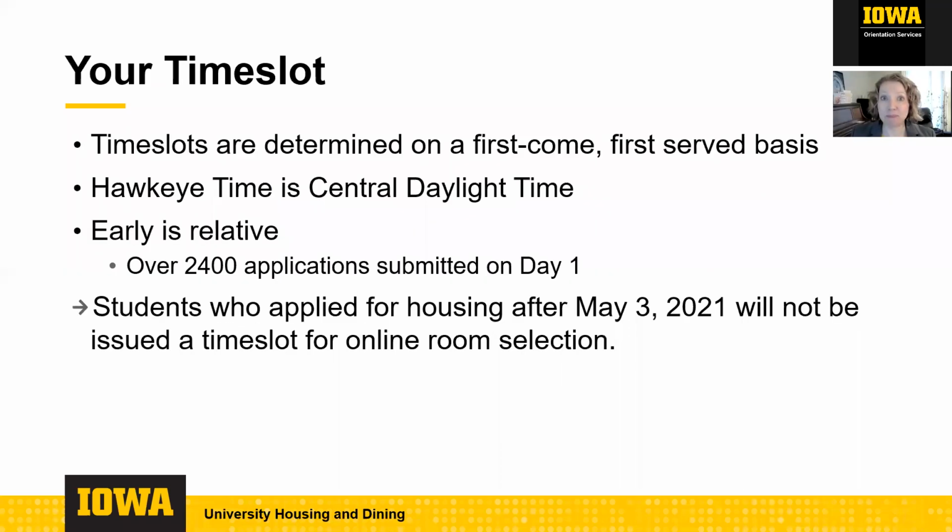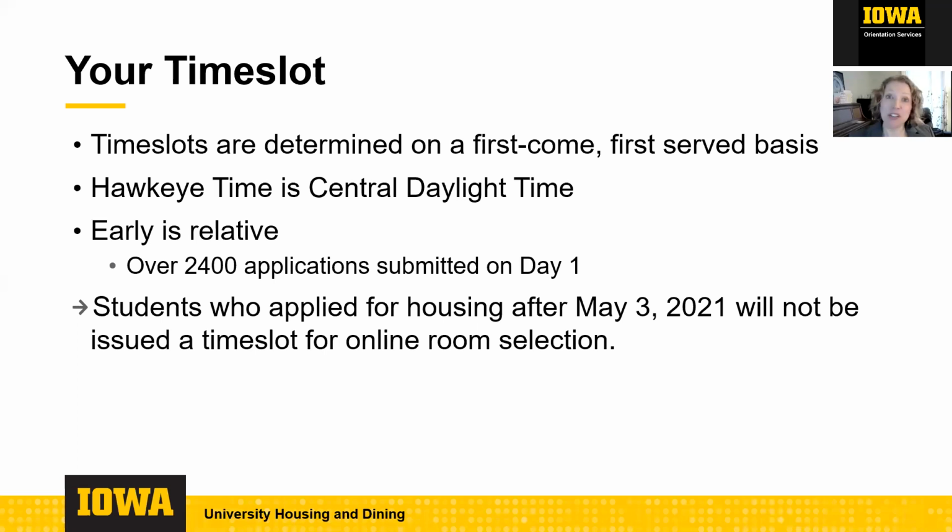So let's jump in. Your time slot was emailed to you earlier this week if you were a student who applied for housing by May 3rd. If you were a student who applied for housing after May 3rd, our staff will make your assignment once online room selection has concluded. Time slots were determined on a first come, first served basis. And it's important for you to know that Hawkeye time is Central Daylight Time. So if you need to, double check where Iowa is on your calendar and on your map, so that way you know exactly what time zone Iowa is in, the Central Daylight Time zone. And that's when room selection will occur.